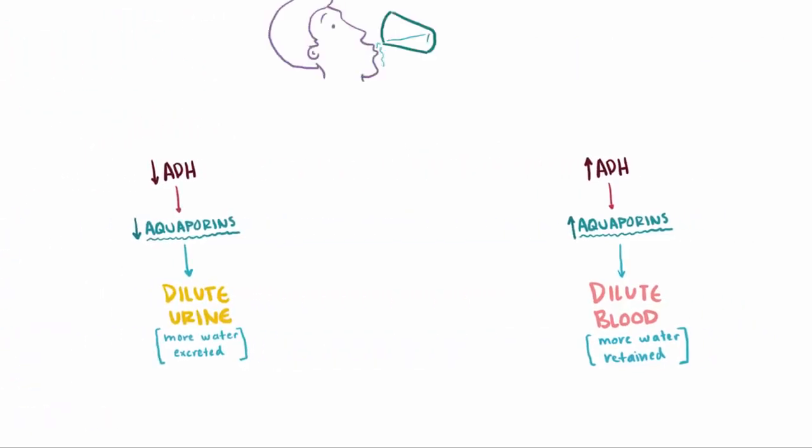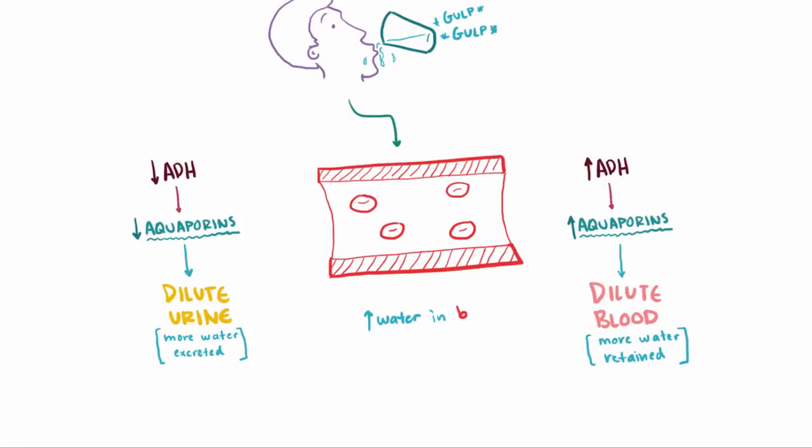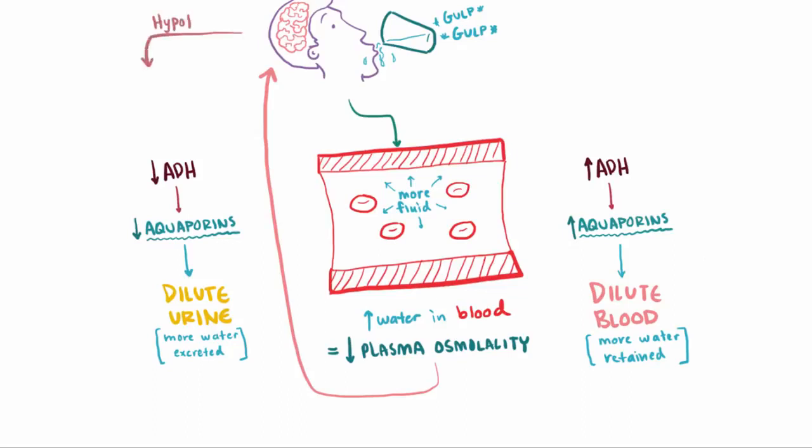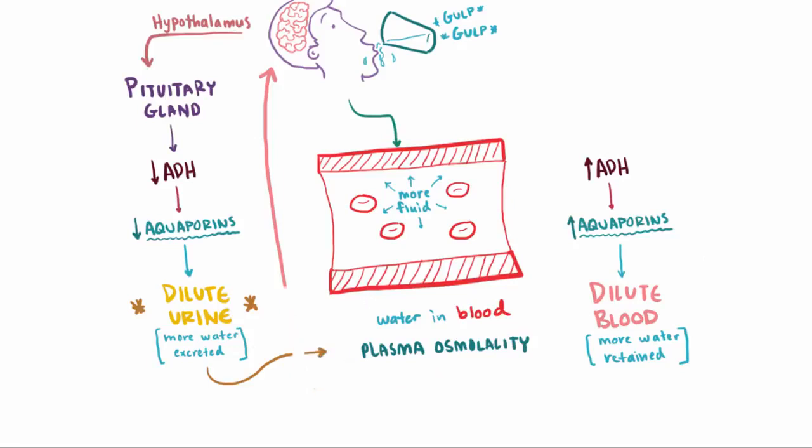Now, when I drink a glass of water and that water is absorbed into my blood, my plasma osmolality drops, which means I'm diluting my blood with that water. And that means that there's more fluid for all those blood cells to bounce around in. The part of my brain called the hypothalamus sees this drop in plasma osmolality and tells the pituitary gland to slow down the release of ADH. Low ADH leads to lots of diluted urine, which brings our plasma osmolality back to normal. And that is a nifty feedback loop.